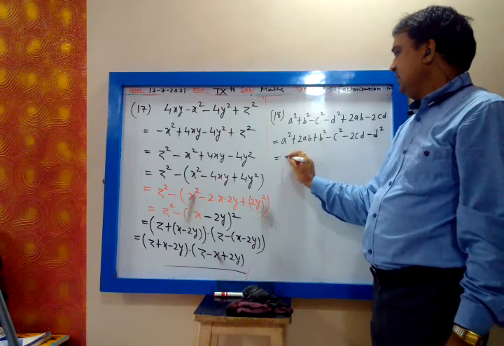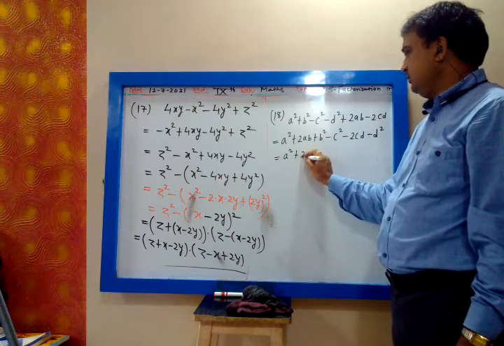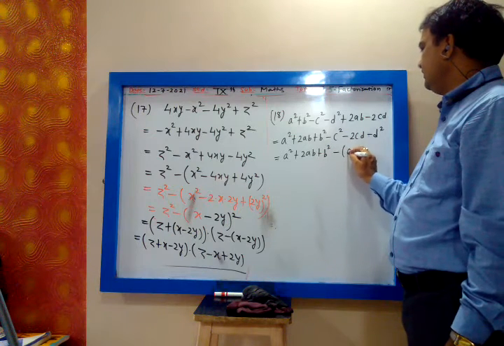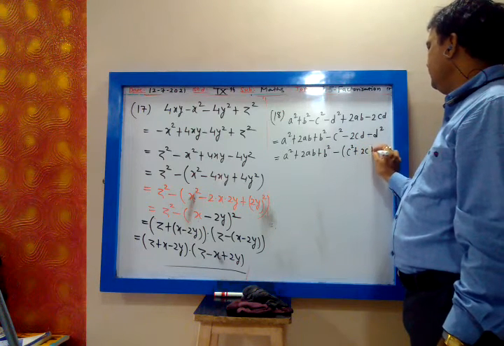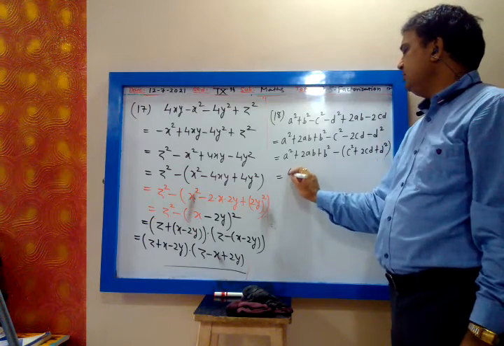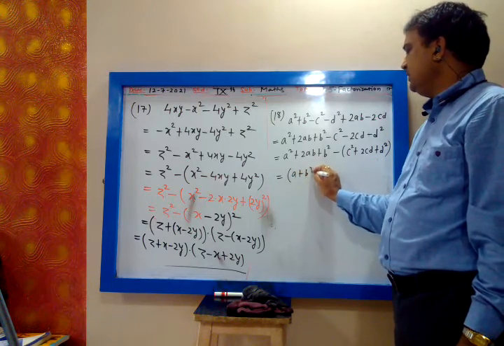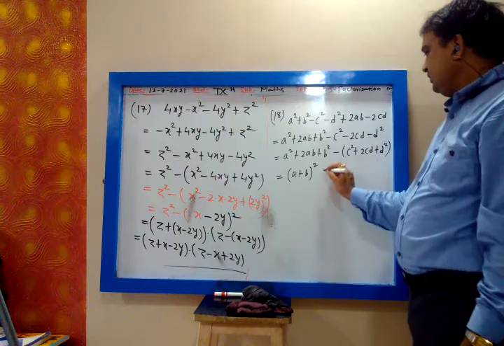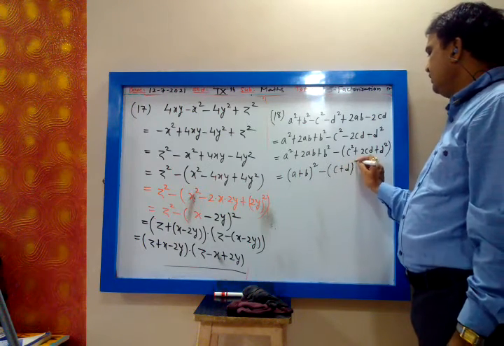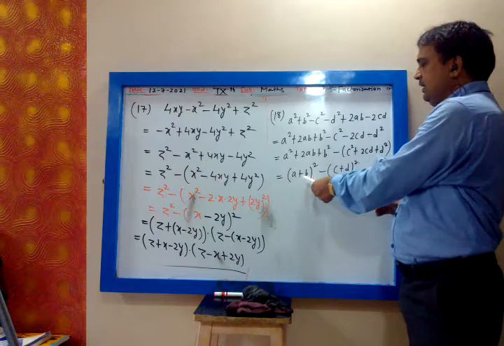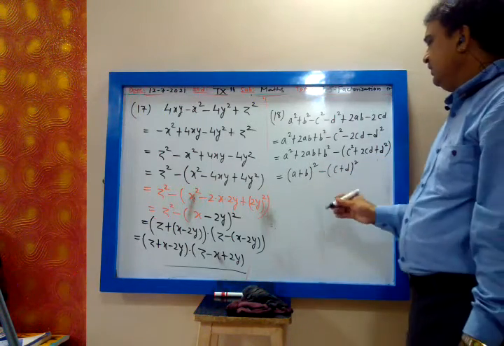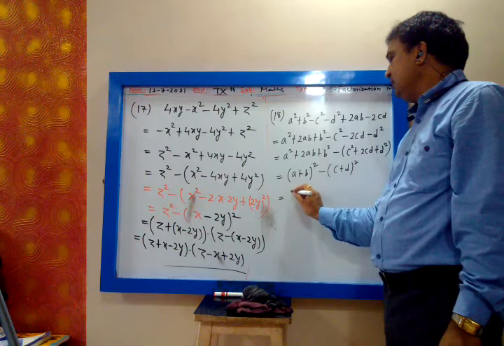Now this I can write as a square plus 2ab plus b square. Let us take the minus sign common, then it is c square plus 2cd plus d square. Correct? So a square plus 2ab plus b square is nothing but (a plus b) whole square. c square plus 2cd plus d square is nothing but (c plus d) whole square. So now this is x square minus y square, and x square minus y square is (x plus y) into (x minus y).